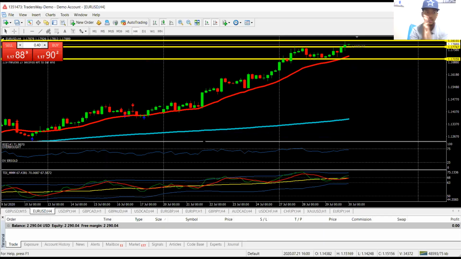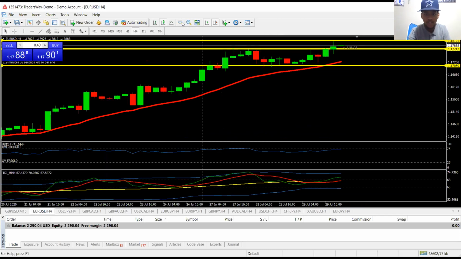Okay, so looking at the H4 on Euro USD. Do you see what I'm talking about when I say it's respecting and hugging the 20 moving average? Guys, this is my 20 moving average, my 20 exponential moving average. And as you can see here, let me just zoom in real quick. Look at it. The candlesticks are a little bit above the 20 moving average, right? And then guess what it does? It comes back down. So it goes up, right? And then it comes back down.